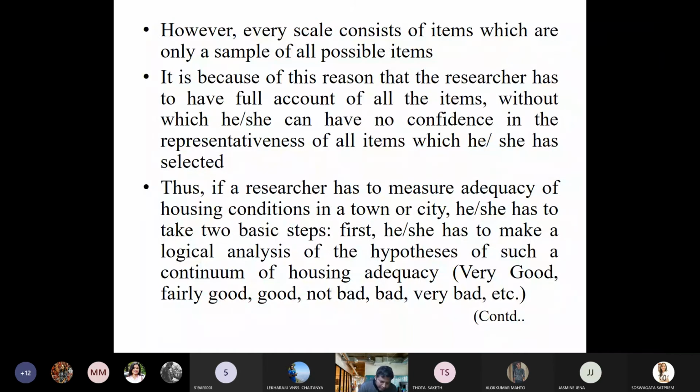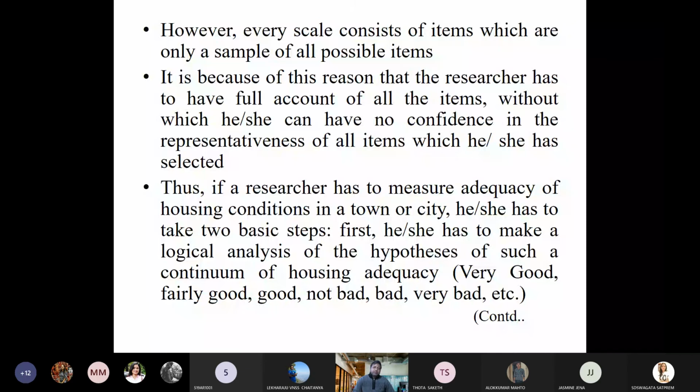So what I am telling here is that while we are developing scaling techniques, the researcher has to be completely clear about what exactly he or she is going to measure. Then accordingly he or she has to identify the different items that are going to measure it. And once all these things are very clear, then only can he clearly mention all these items, from which he can select and measure.